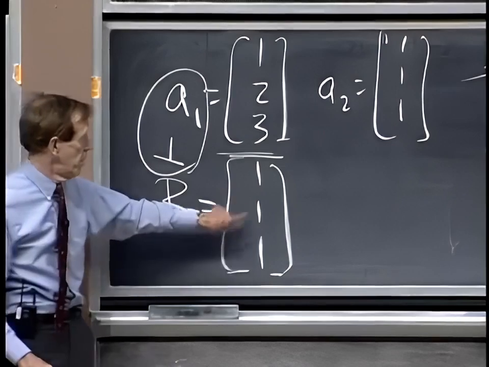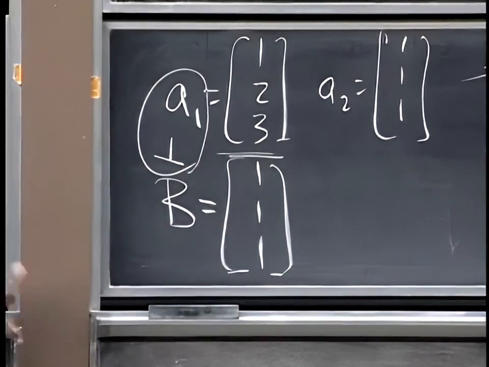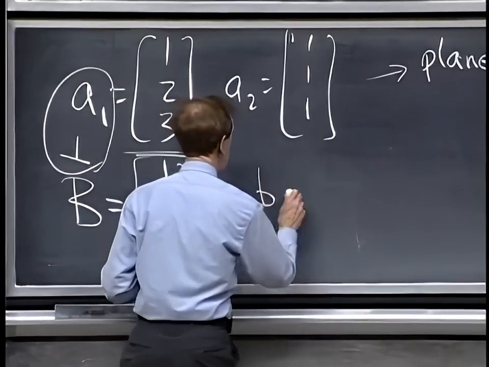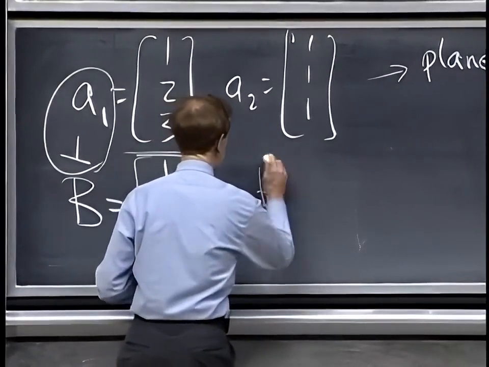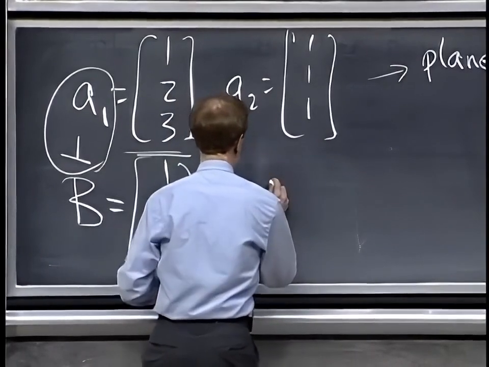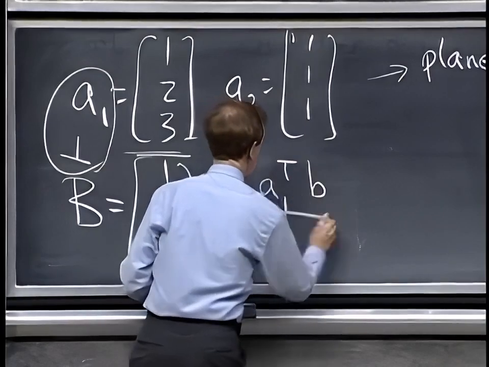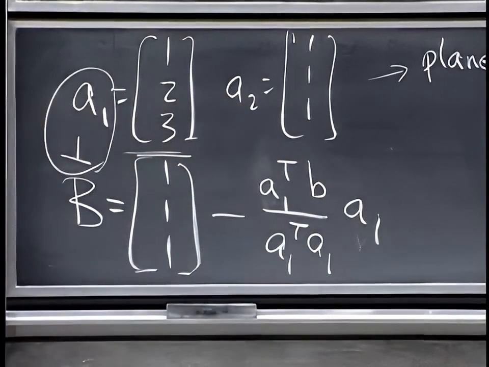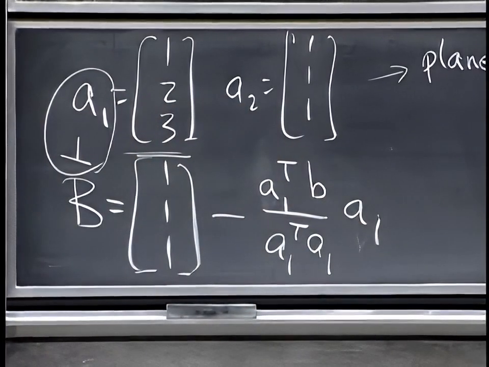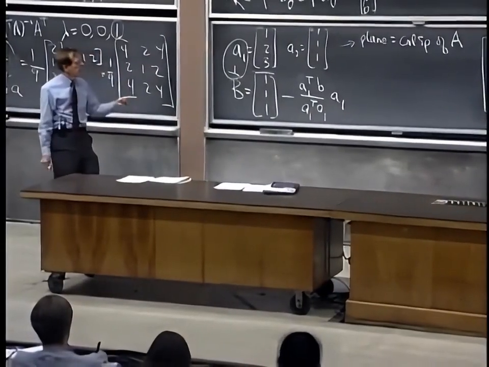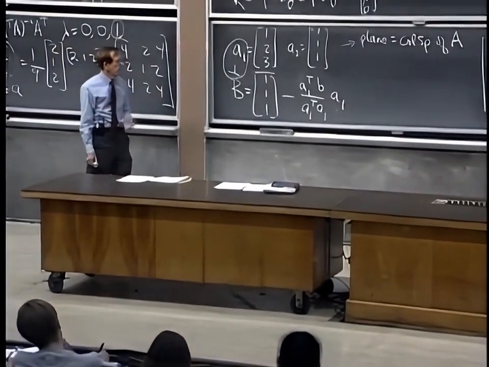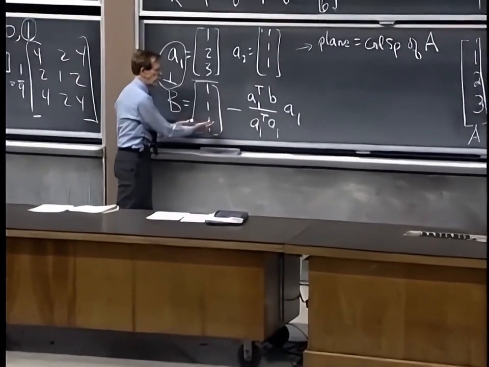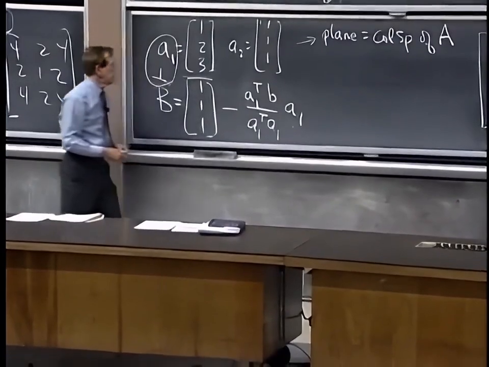But that 1, 1, 1 is not perpendicular to A1, so I have to subtract off its projection. I have to subtract off A1 transpose B over A1 transpose A1. That multiple of A1 I've got to remove. So I just have to compute what that is, and I get a vector B that's orthogonal to A1. It's the original vector minus its projection.